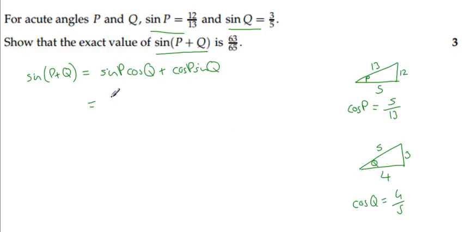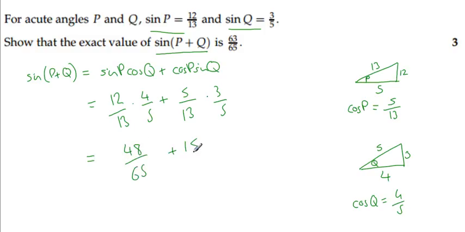So sine p is 12 over 13, cos q is 4 over 5, and then we're adding on cos p, which is 5 over 13, sine q, which is 3 over 5. And then that's 48 over 65, that's 15 over 65, so that gives you 63 over 65. Marks for that: 1 for your triangles, 1 for expanding, 1 for correct substitution, and then 1 for your answer.